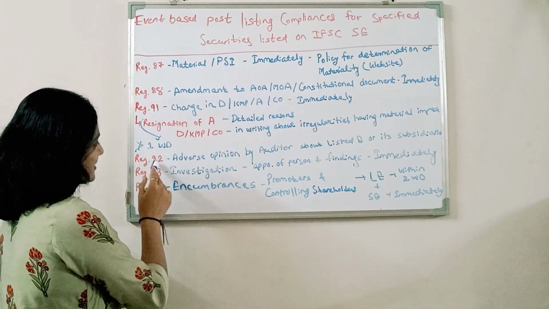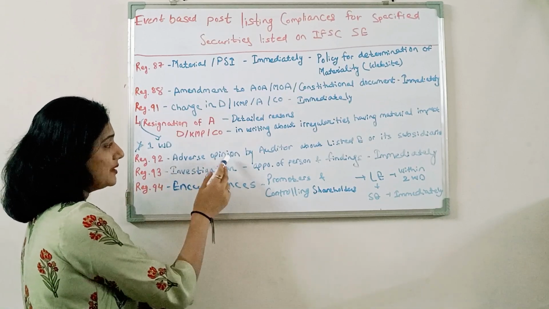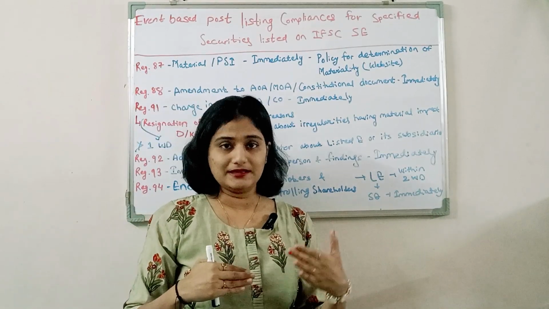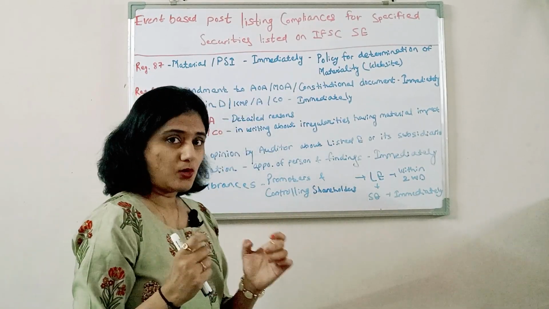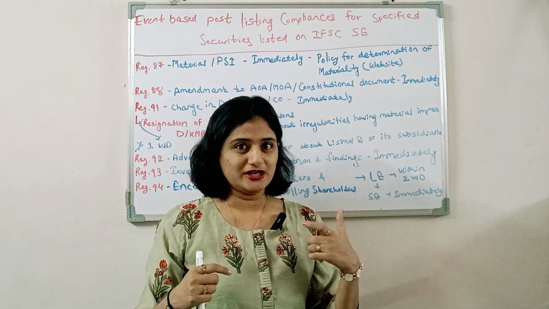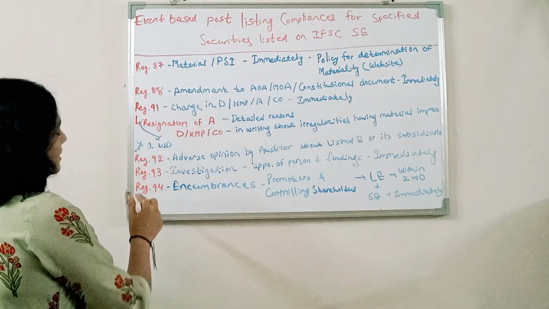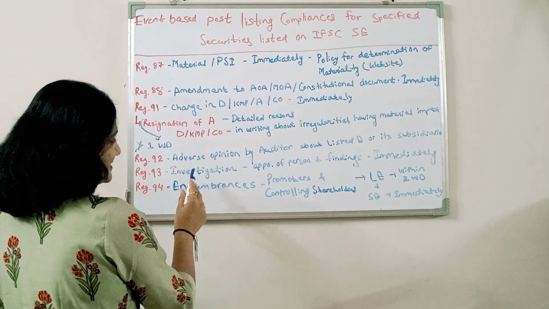Coming to next, regulation 92. Adverse opinion by the auditor about the listed entity or its subsidiary. Okay. In case of any qualification or adverse opinion by the auditor, you have to inform the stock exchange immediately. Next, Regulation 93, investigation.